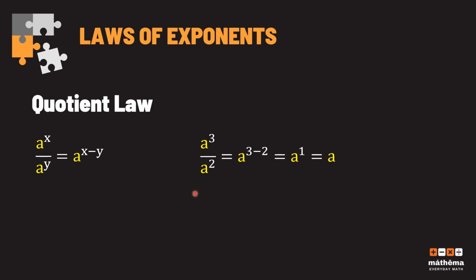Another example, 2 raised to 6 divided by 2 raised to 3. Again, since the bases are the same, we are going to copy the base and subtract the exponents. So we have 2 raised to 6 minus 3. 6 minus 3 will give us 3. So we will have 2 cubed. 2 cubed is equal to 8.